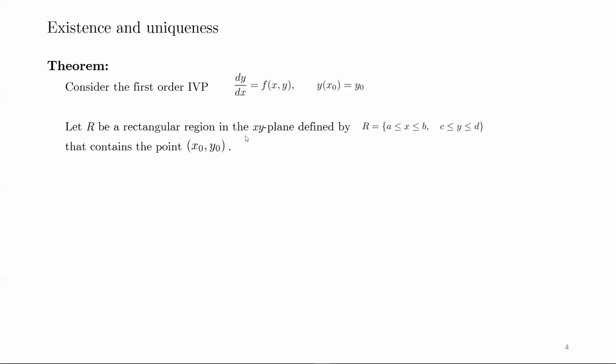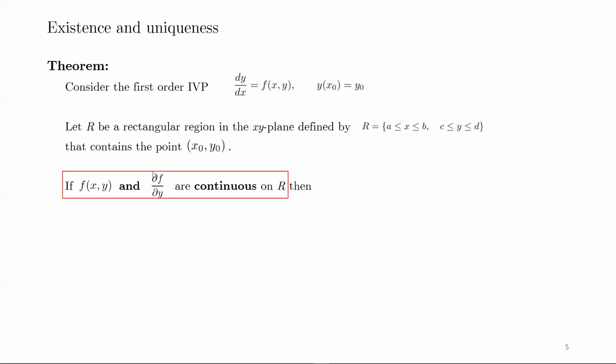So we're going to define a rectangular region in the xy plane, which I'm going to call R. And R is basically saying x is between two numbers a and b, y is between numbers c and d. So a, b, c and d are four real numbers. And we're going to form this rectangle like so, like given here. Okay, but in that rectangle we're going to say we have to have the initial condition or the initial point, x naught, y naught. So over here, x naught, y naught is our initial condition.